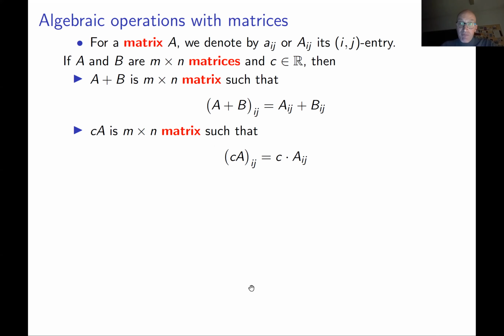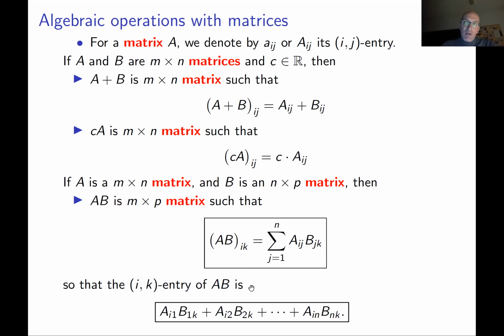Now we have two matrices, A and B, whose sizes are not the same, but they match each other. Let's fix matrix A, an m times n matrix, so m rows and n columns. And let's fix matrix B, which is an n times p matrix, so it has n rows and p columns. Now, if you have these two matrices, you can form a matrix AB called the product of these two matrices, whose size is m times p. It has m rows and p columns, such that its ik entries can be computed using this formula.